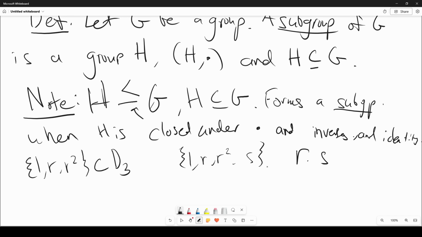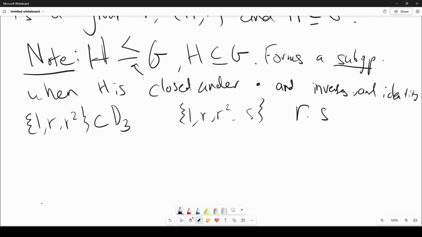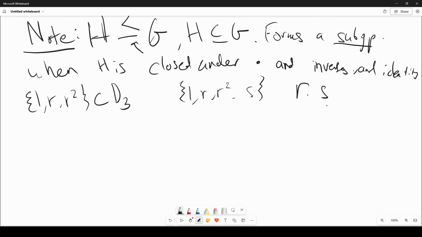The other thing you need is that you need to have inverses. What that means is that every element in the subgroup has to have an inverse. And this also implies that you have the identity, because if you have r and r inverse, then r times r inverse is in the subgroup because it's closed, and r times r inverse is 1. So 1 is in the subgroup. So that's just a quick way of determining if something forms a subgroup. Check if it's closed under multiplication and it has inverses of every element in the group.